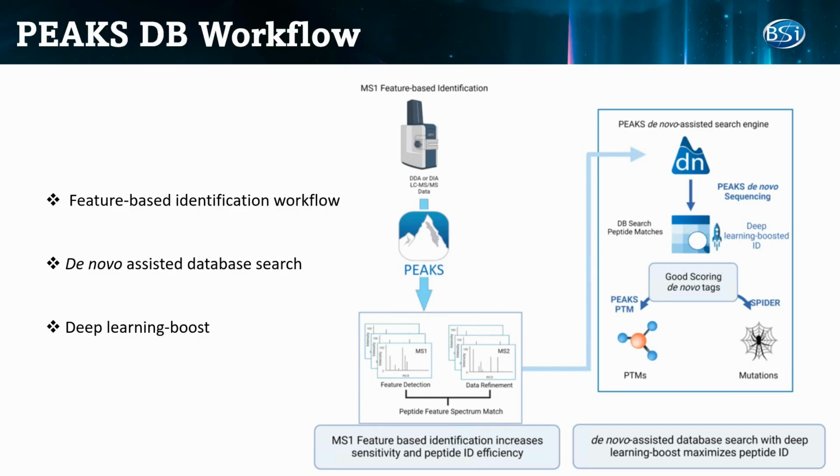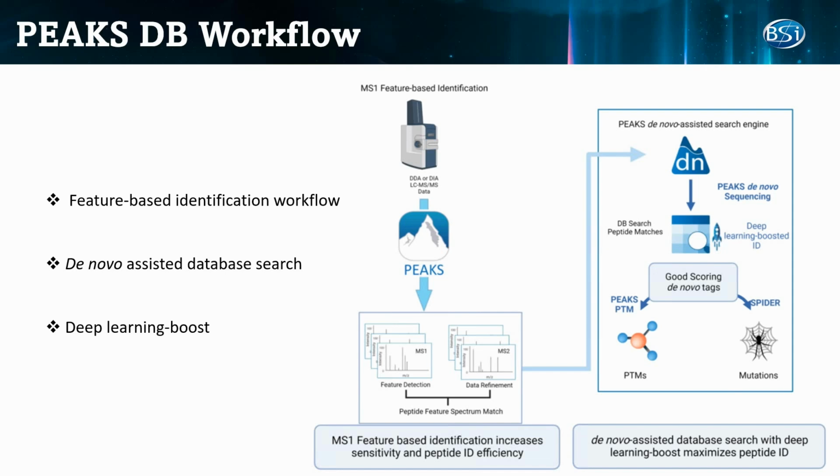The database search starts with feature detection at the MS1 level and data refinement at the MS2 level, which eventually allows for association between the MS1 features and their corresponding MS2 peptide spectrum matches. The DDA database search in PEAKS is Denovo-assisted. First, all MS2 spectra are de novo sequenced. The de novo sequencing results are used to help create a short list of proteins in the database to search.